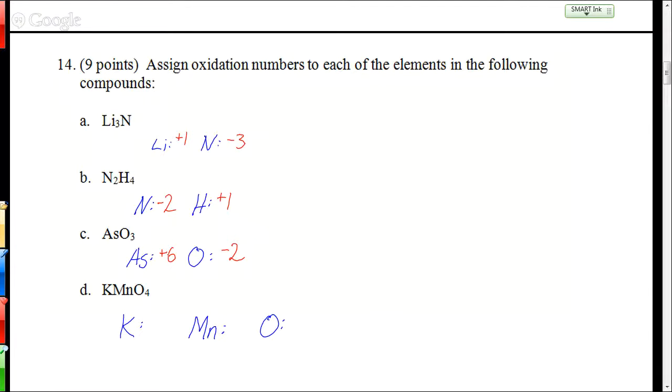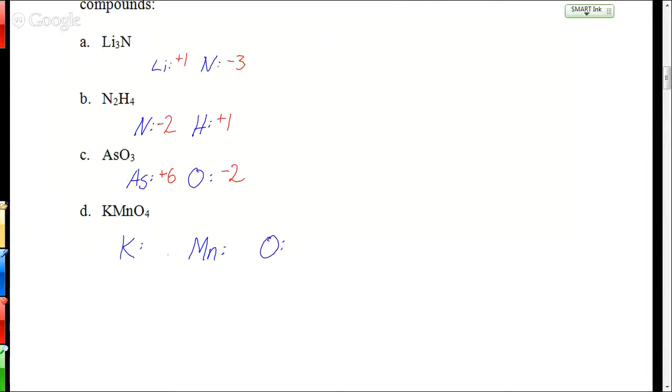And then finally, anybody know the name of this one? Potassium, close. Permanganate, yeah. Potassium permanganate. It's a common oxidizer. It's a really deep purple compound used in a lot of reactions as a reducing agent. I'm sorry, as an oxidizing agent.